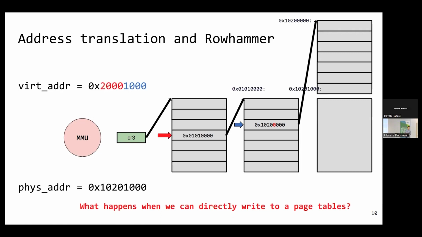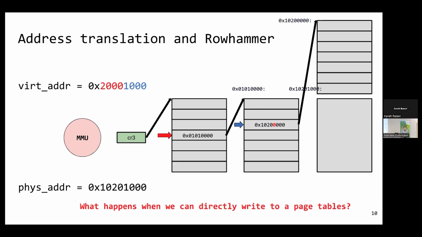What happens when we, as an attacker, can directly write to page table pages? So what happens? I'm not going to answer that. I'm going to wait till one of you answers. Can cancel the lecture.